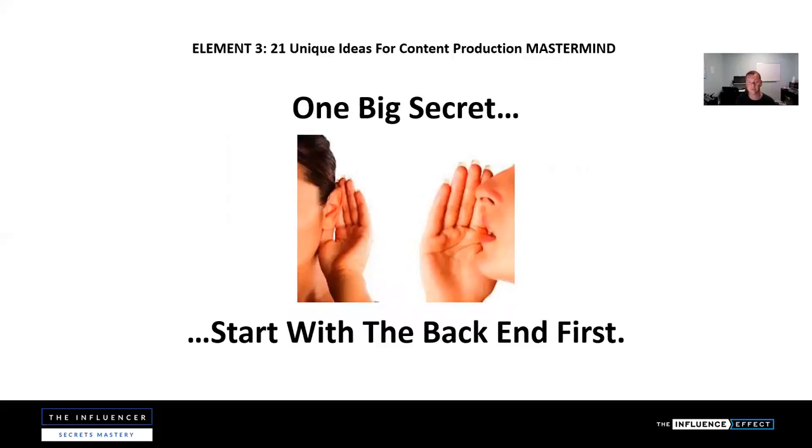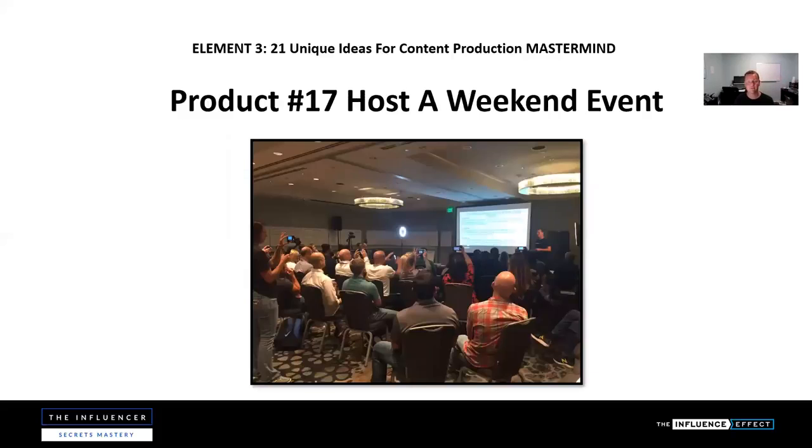Start with the back end first, meaning do this, the event, whether it's a weekend event, a day long, some kind of intensive. You've got to do an event, and you've got to have a camera on you. You should have this all the time, and you should be recording yourself all the time, and recording conversations all the time, because who are the people you're probably going to be talking to? Other like-minded individuals, right? Record that stuff, or go find them.